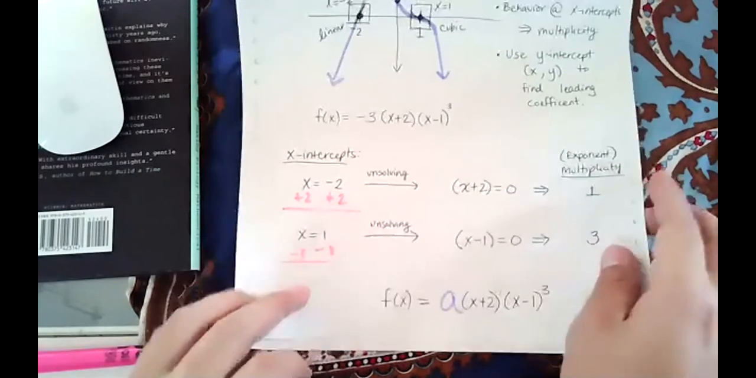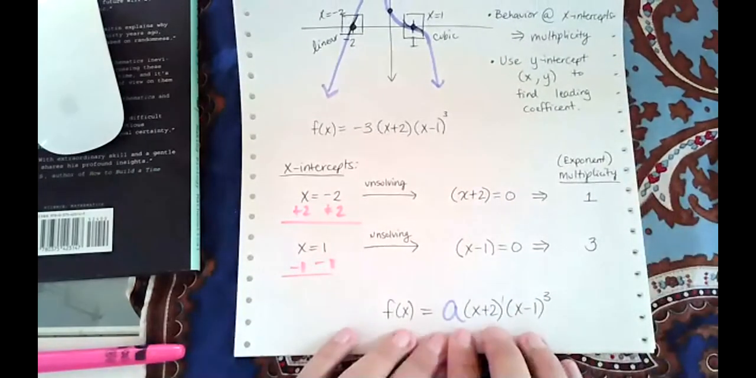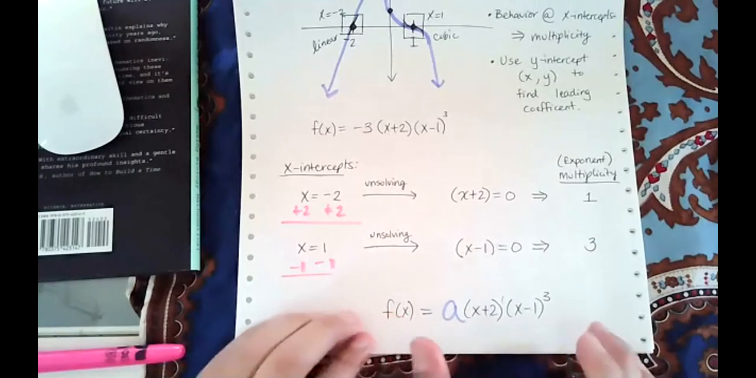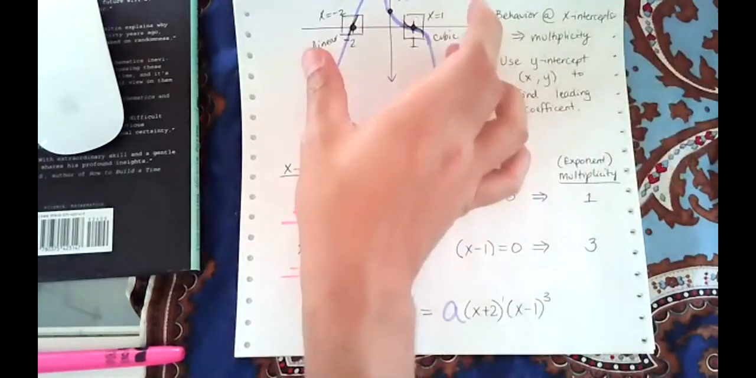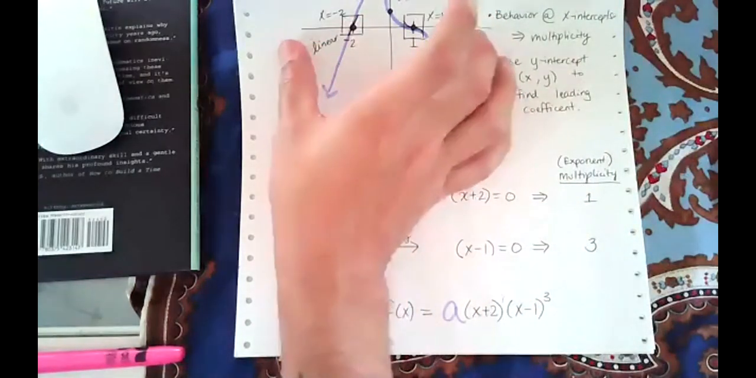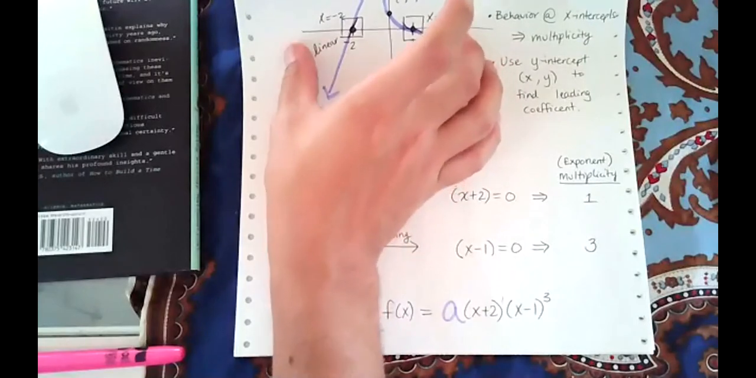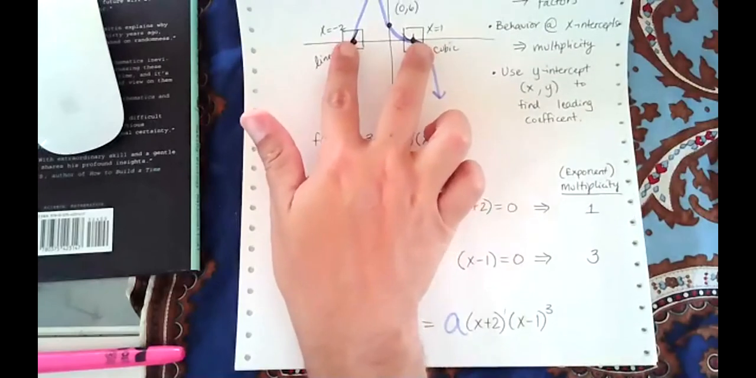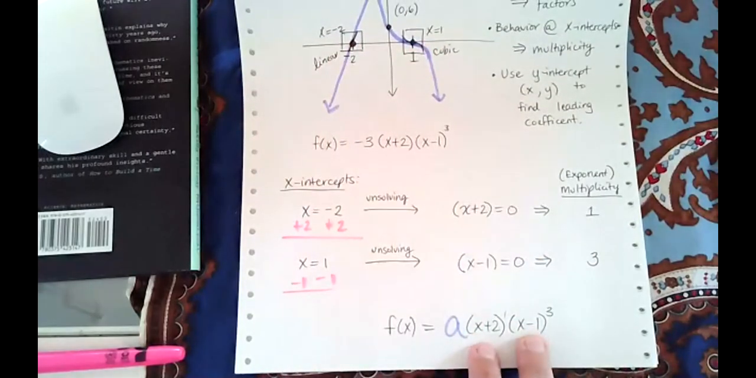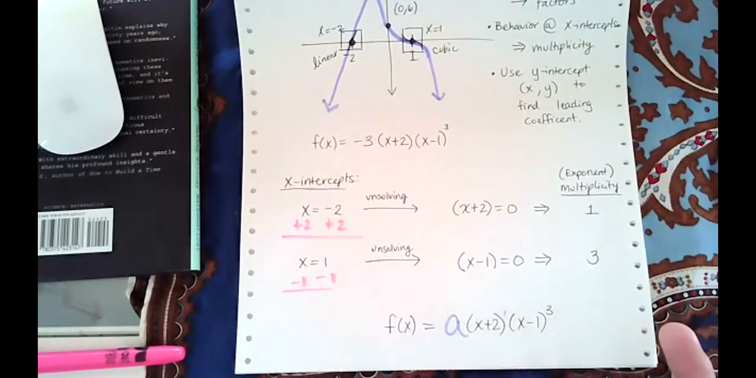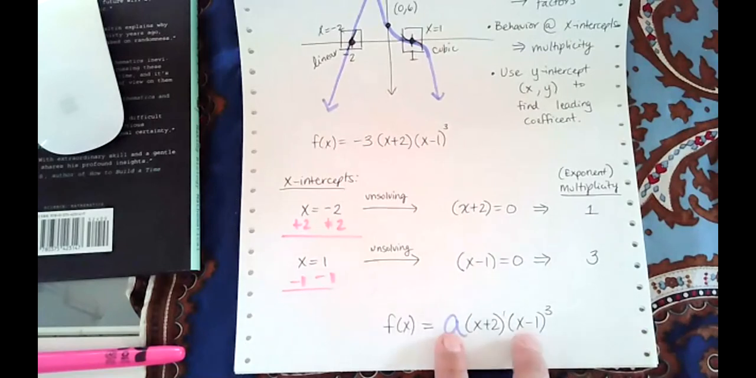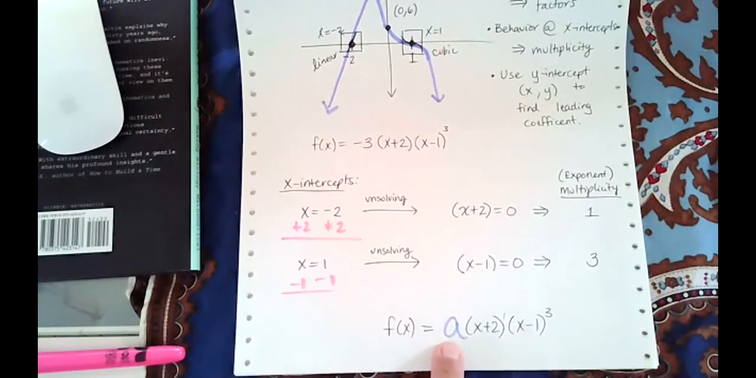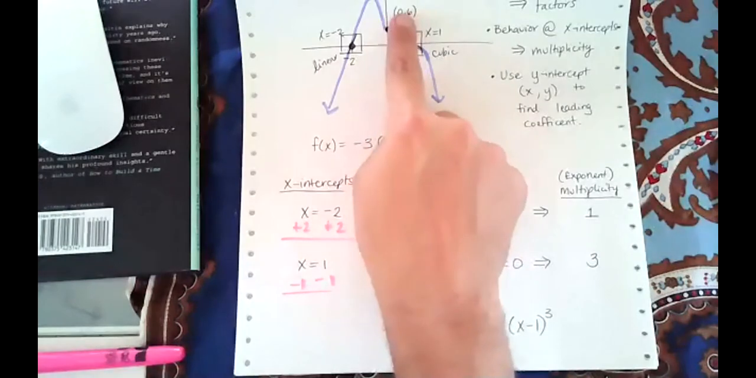So I definitely feel like just getting the bones of the equation by looking at the graph can be pretty straightforward, right? When you're first learning this, it might seem really crazy where I'm pulling these things from, but it's really just looking at these x-intercepts and getting those factors and their corresponding exponents. Now the coefficient that we need to find always comes from using the y-intercept.